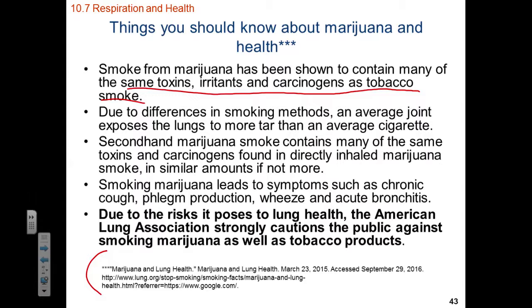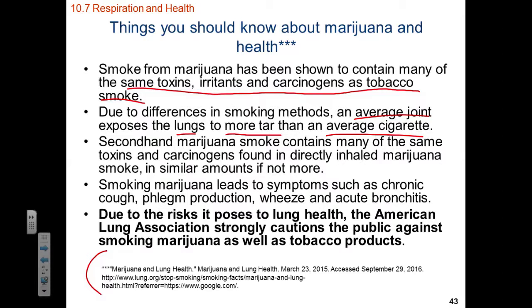Now, there are differences in smoking methods between someone who smokes a joint typically and someone who smokes a cigarette. And more explicitly, someone who smokes a joint is looking for a high. So they'll inhale more deeply typically, and typically hold that smoke in their lungs for a longer period of time. And due to those differences in smoking methods, a typical marijuana joint will expose the lungs to more tar than an average cigarette.